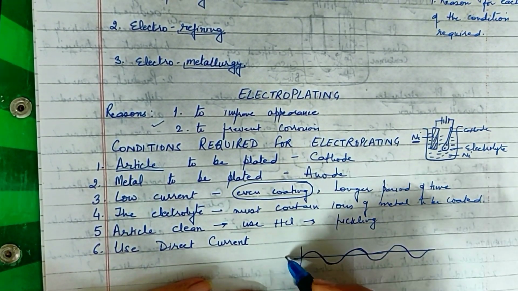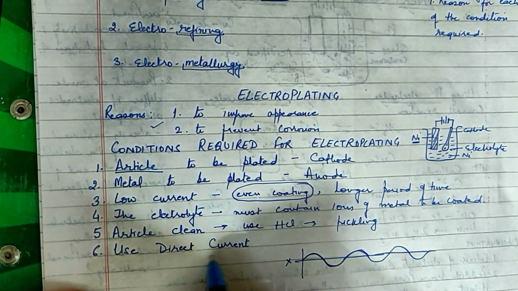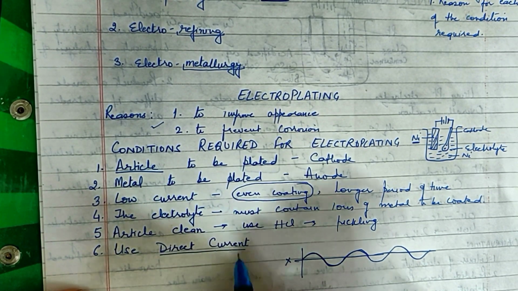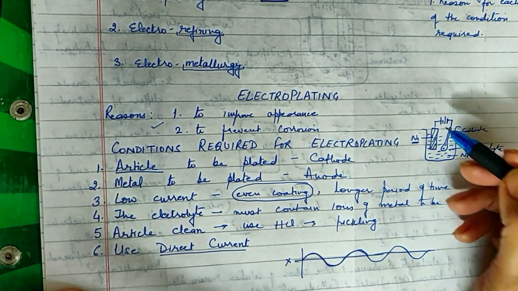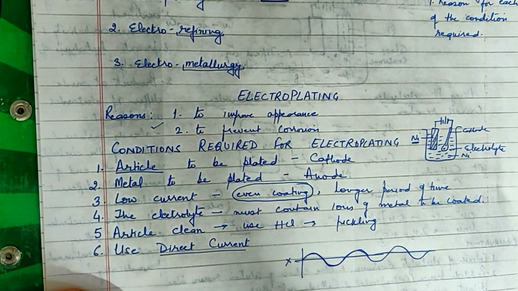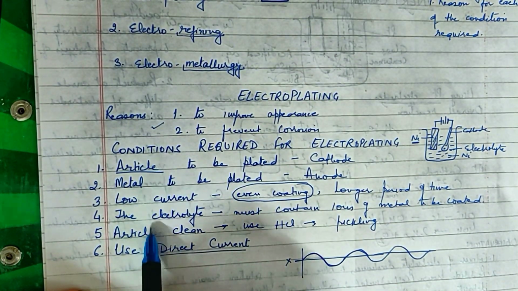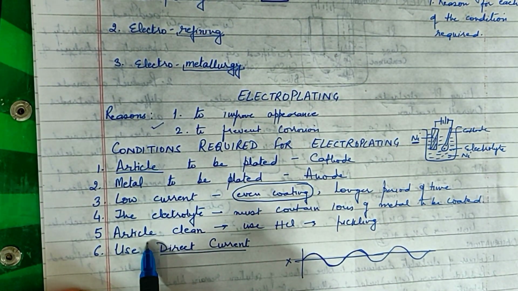So it is not wise to take alternating current. We must have a direct current. What are the sources of direct current? It may be a battery, it may be a cell or any such thing. So we have to use direct current. These are the conditions which are required for the process of electroplating to be done.